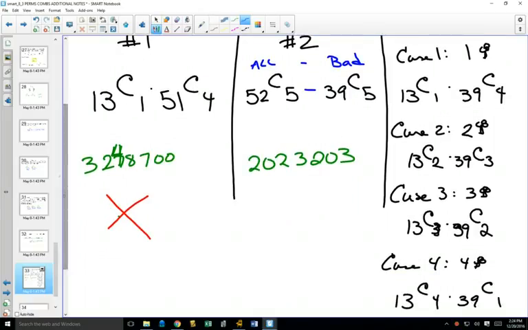13 choose 1 chooses a club. Say I choose the 6 of clubs. Then I put the other cards back in the deck, mix them up, and choose 4 more. So for choosing the 4 more, I could have chosen the ace of hearts, the 7 of clubs, the king of spades, and the 4 of diamonds.